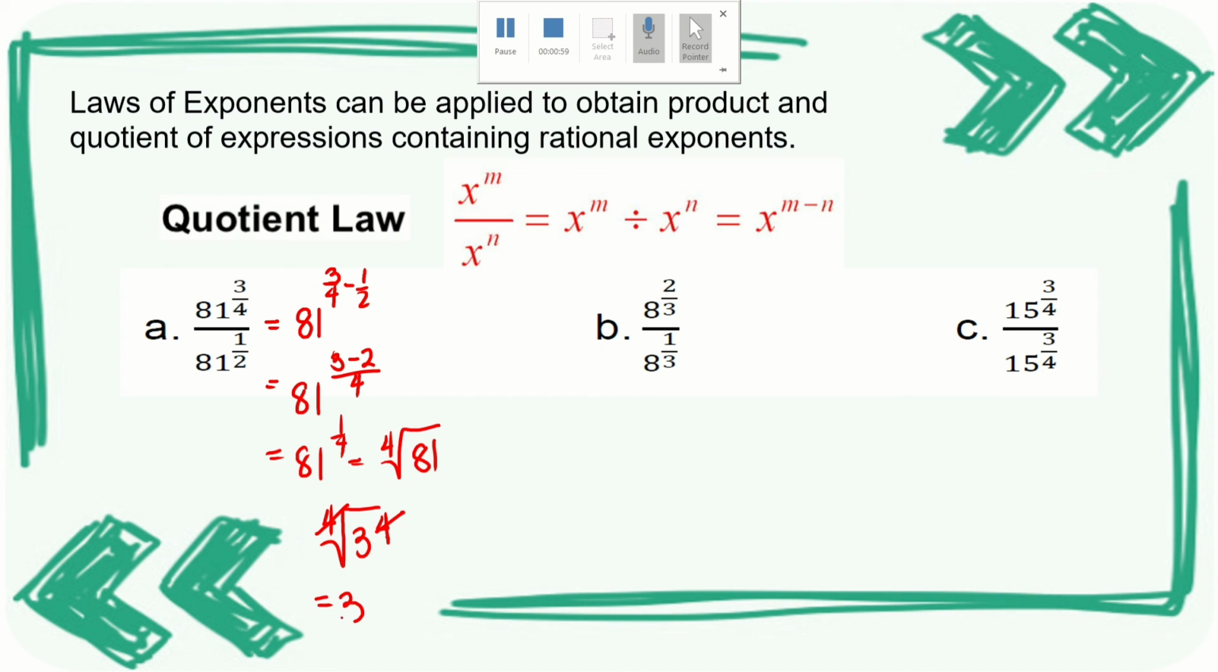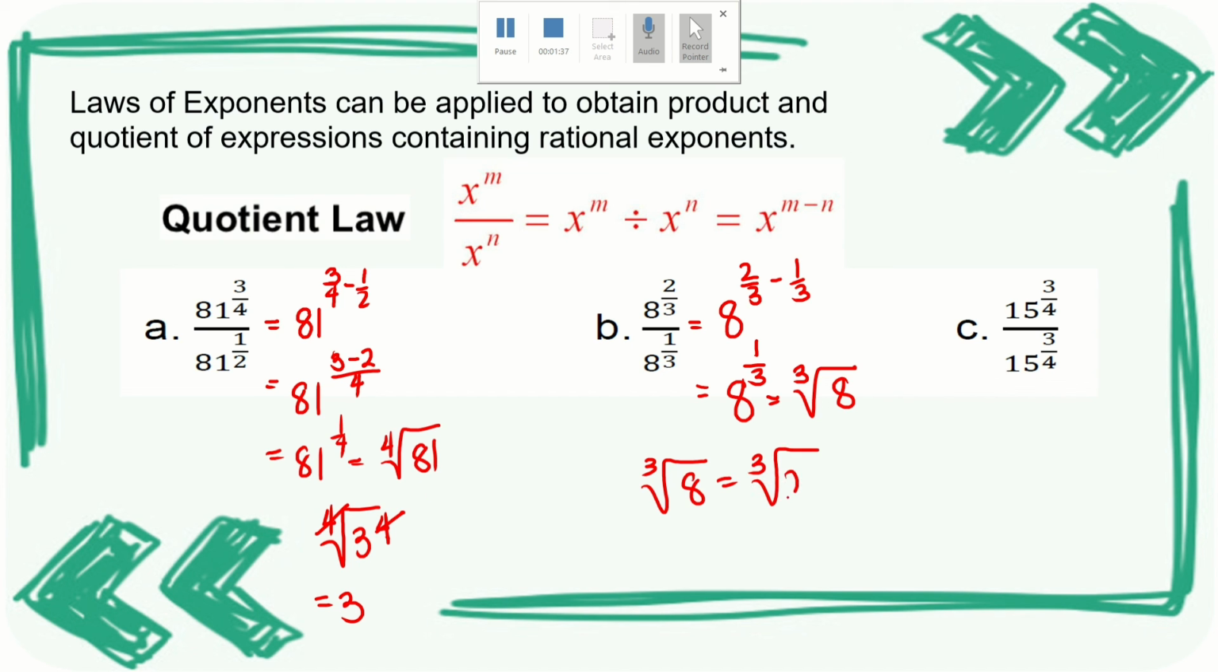In our next example, that is 8 raised to 2/3 minus 1/3. Since the fractions are similar fractions, we subtract the numerators and copy the denominator. So the answer here is 8 raised to 2 minus 1, that's 1 all over 3. Then transform this to radical form. That's now cube root of 8. So cube root of 8 can be expressed in terms of 2 raised to 3, so cube root of 8 is the same as cube root of 2 raised to the third power. Since again the index and the power are the same, we can cancel them out. The answer is simply 2.